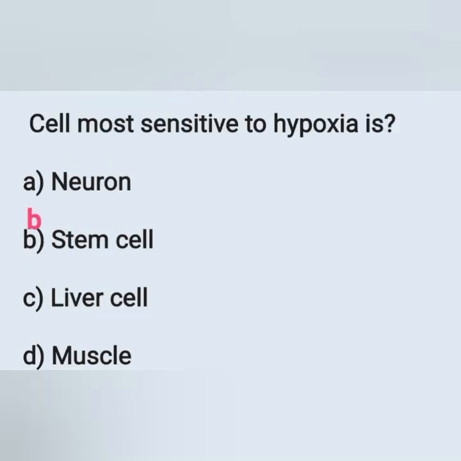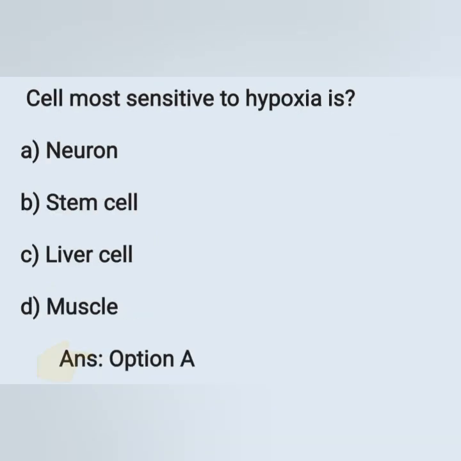Move on to the next question. The cell most sensitive to hypoxia is. Options: option A neuron, option B stem cell, option C liver cells, option D muscles. So which cell is most sensitive to hypoxia? Hypoxia means decreased oxygen in the body tissue. So it is neurons. Option A is the correct answer.